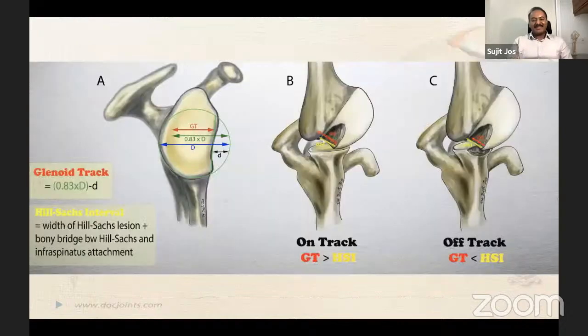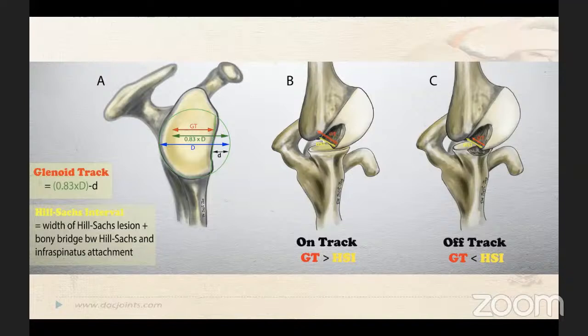So that's a picture for the understanding of the younger surgeons. It's a picture I made for a review I've recently done. That's an on-track lesion, even with large Hill-Sachs, and an off-track one, and those are the images, the lines for the glenoid track.